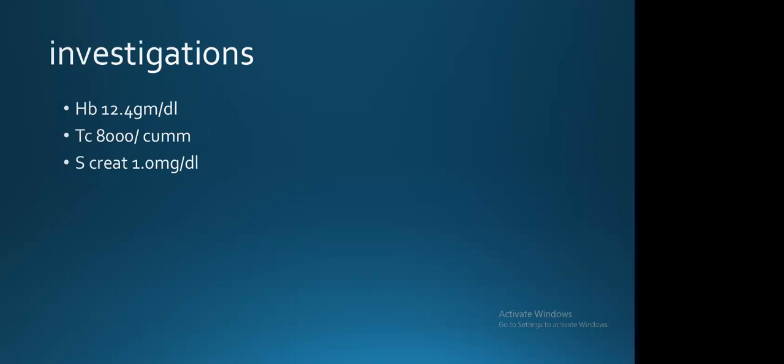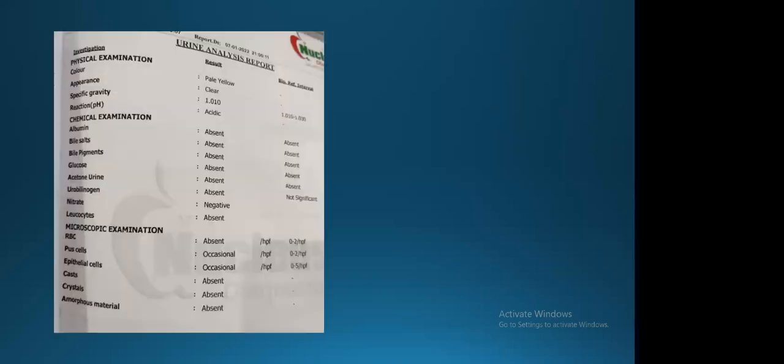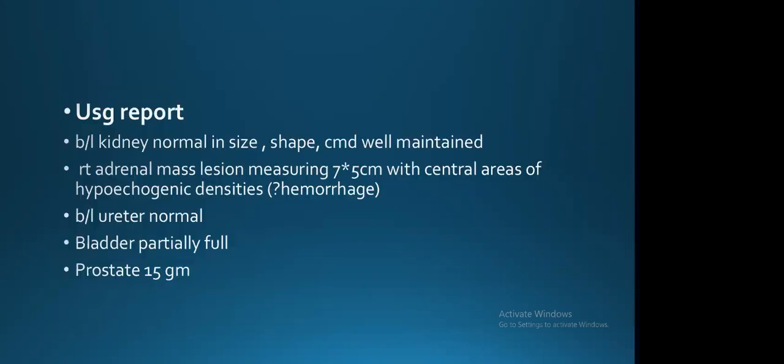Hemoglobin is 12.4, count is 8,000, serum creatinine is 1.0, urine routine microscopy shows RBC absent and WBC occasional. The USG film is not available. The report shows bilateral kidneys normal in size and shape, CMD well maintained. Right adrenal mass lesion measuring 7 by 5 centimeters with central areas of hypoechogenic density, query hemorrhage. Bilateral ureters normal, bladder partially full, prostate is 15 grams.